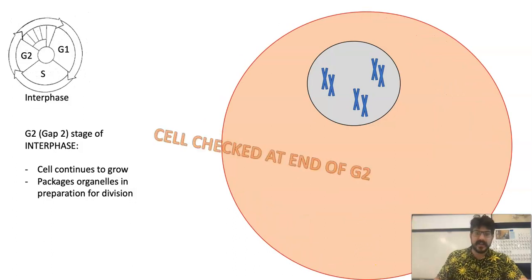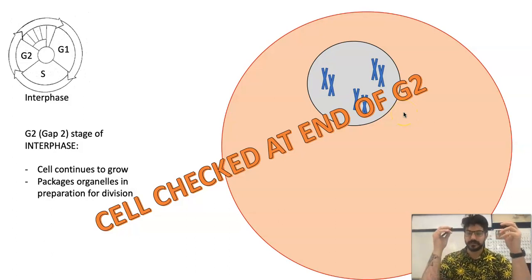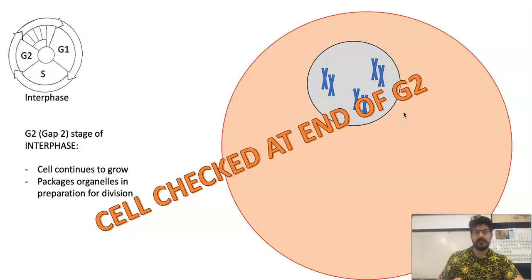And at the end of this stage, there is another check. A check of the DNA to make sure that it's replicated properly, a check to make sure the cell has in fact grown enough, to make sure that all the organelles are packaged up and things like that. So the cell really focuses in on making sure that it is ready to divide before getting to the final stage of the cell cycle.